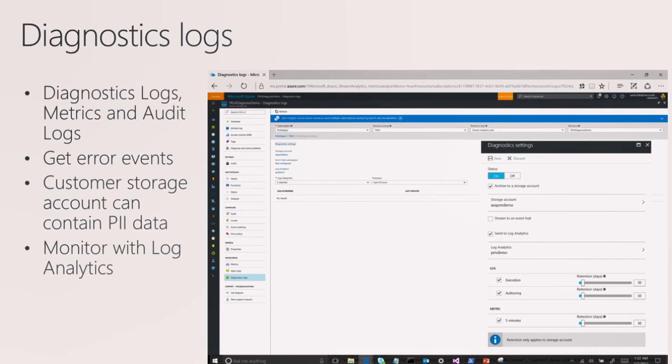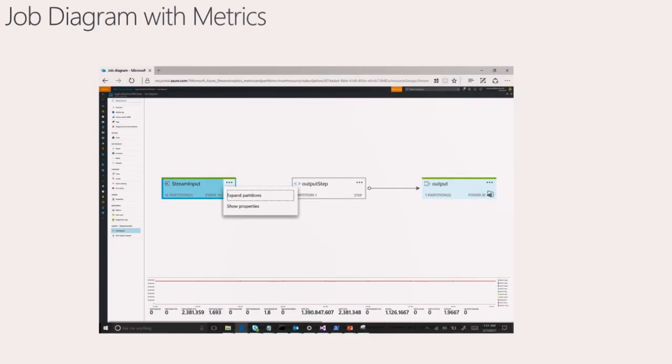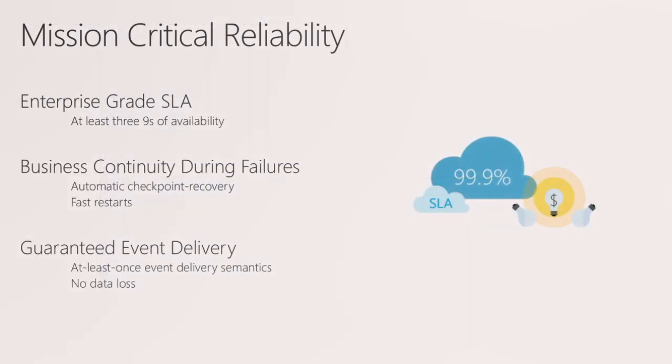We just invested in something which will enable you to get alerts in case there are issues which happen, whether you have fewer events coming in, processing is slow, and things like that. I just showed you the job diagram with metrics. This is a mission critical service that we have built. We have 3 nines of SLA. We do automatic checkpointing and things which I had talked about earlier. We have guaranteed event delivery. If you have sent an event to Event Hub or IoT Hub or Blob, we will process it.